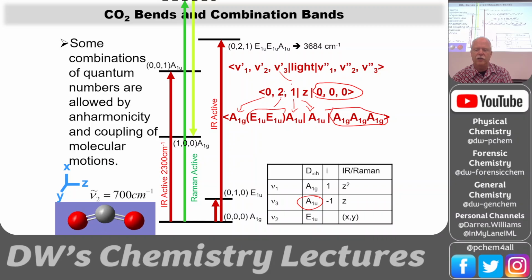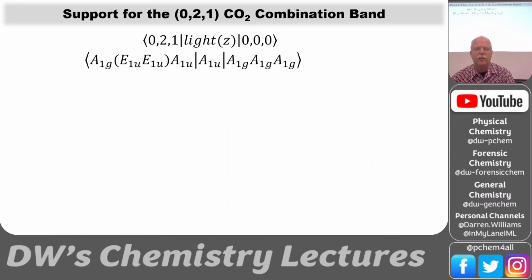So it's still in the ground state, A1G. Lots of things are happening in these combination bands, and we could work through the symmetries and show that these are allowed. So here's the support for the combination band in CO2.